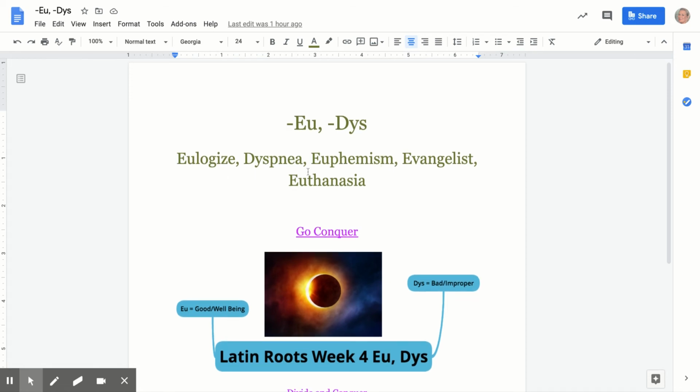We have eulogize, dyspnea, euphemism, evangelist, and euthanasia. Now, again, you might be thinking, well, this word evangelist, that doesn't start with an EU, it's an EV. Well, it's that process of assimilation where our words change over time. So keep that in mind, okay? But the root meaning is still going to be good, right? So you'll have to do your legwork to figure out what this means and how we can apply that to good, okay?